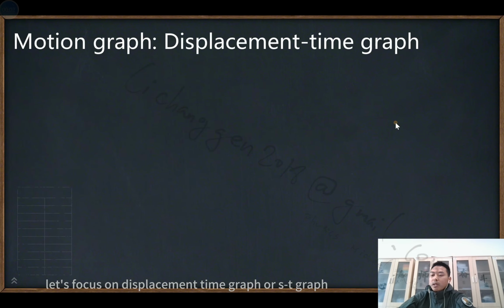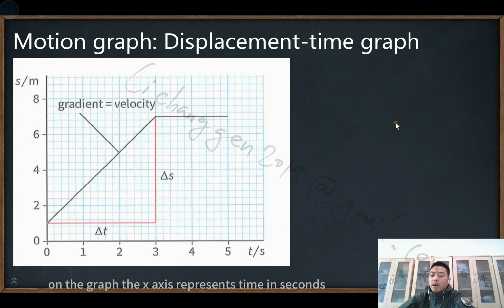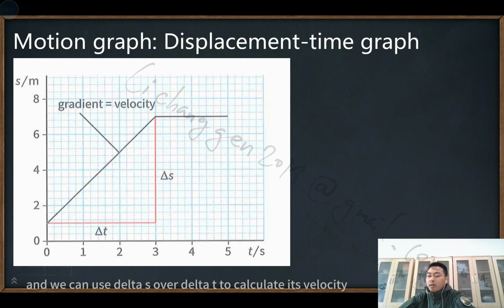First, let's focus on displacement time graph or ST graph. On the graph, the x-axis represents time in seconds. The y-axis represents displacement in meters. The shape of the graph tells us about the object's motion. From this graph, we can find that the displacement was increasing in the first 3 seconds, which means the object is moving continuously. And we can use delta s over delta t to calculate its velocity.